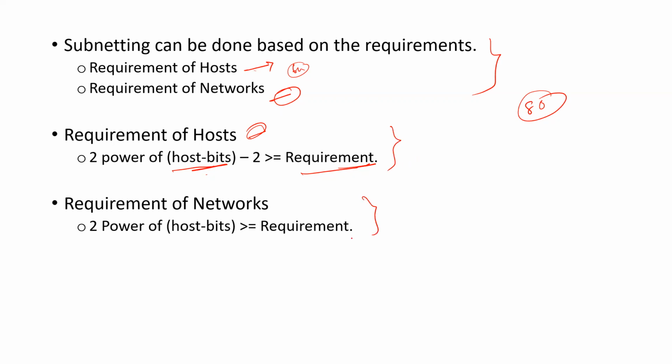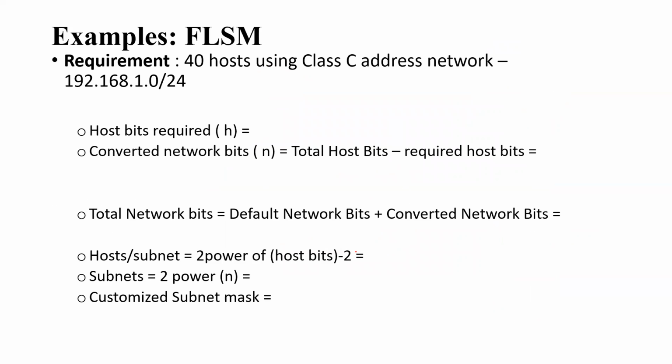And how many networks? 2 power of host bits is equal to the requirement. Suppose we need some 6 networks. So 2 power of host bits is greater than or equal to 6. So how many do we have here? We need 3, right? 8 is greater than or equal to 6. So how can we calculate these things? Let's go with some example.